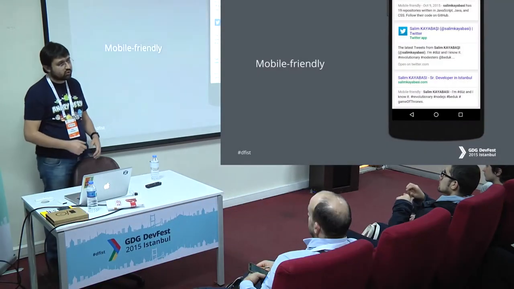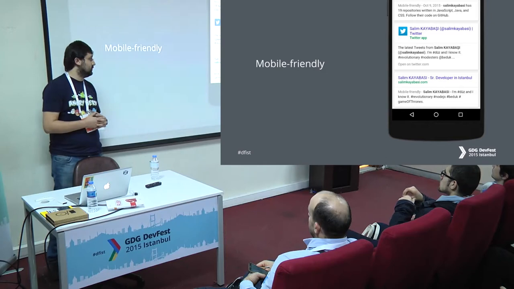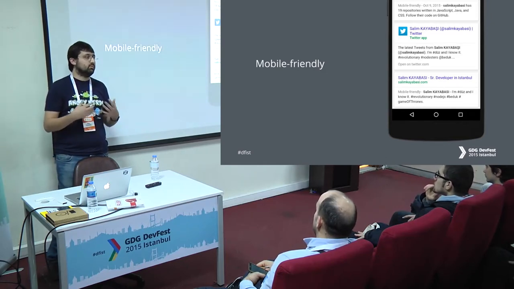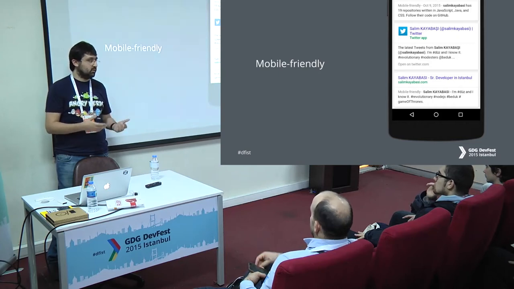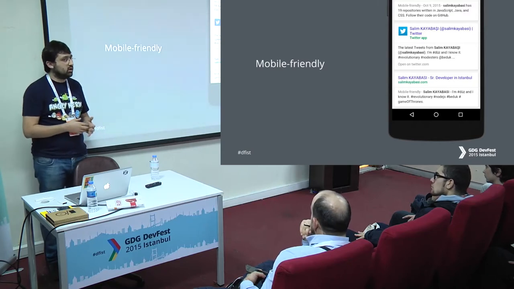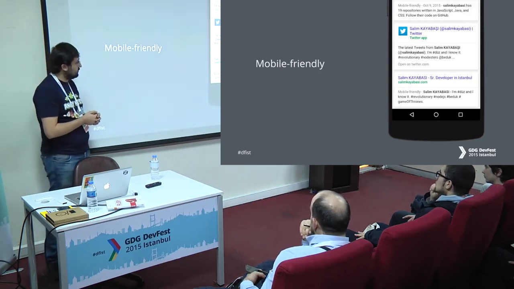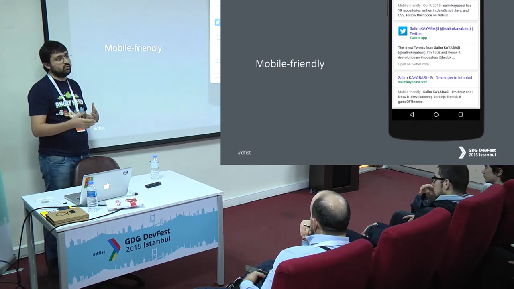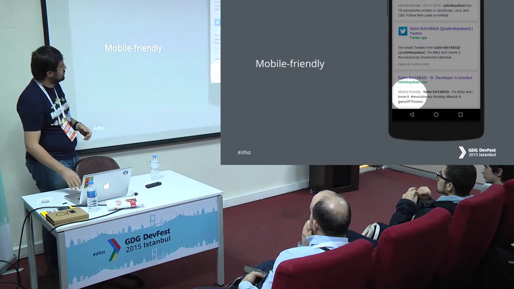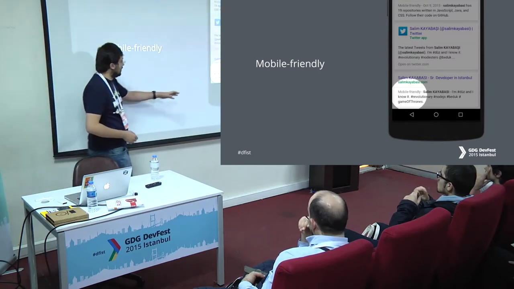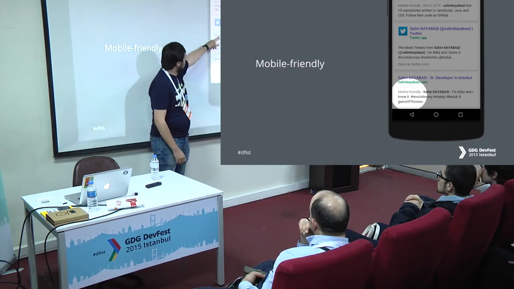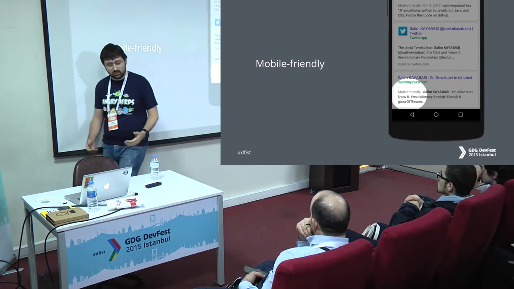I'm going to talk about it a little bit. This is only one part of search engine optimization. Building your application with web technologies will help you with the search engine. Google will favor your website if it is suitable for mobile. We call it a mobile friendly application. As you can see, when you search something on Google, if Google believes that this is a mobile friendly website, it will mark it with a mobile friendly label.